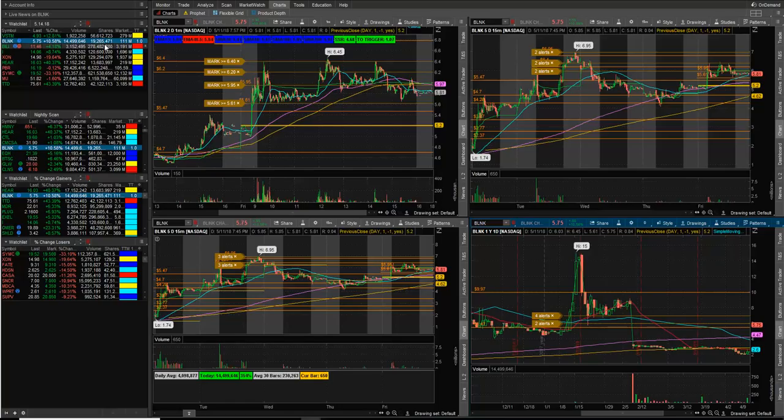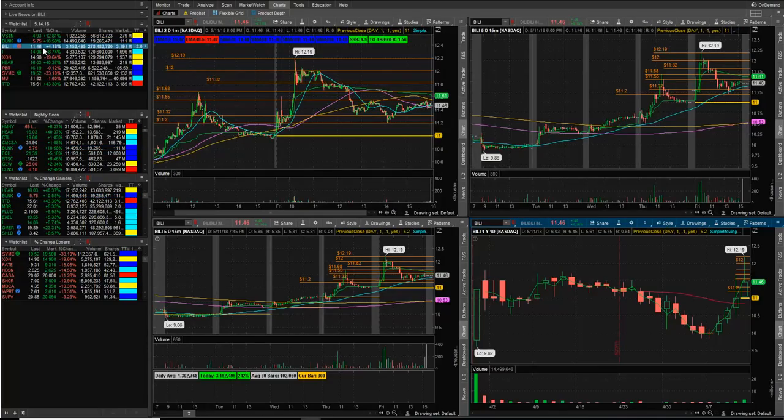So you have to be careful too with these low floaters. They're very volatile and they move really fast. So you got to be really careful if you decide to trade this. Okay, next up is BLNK.